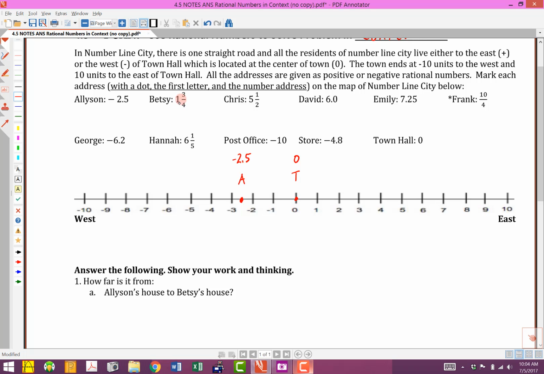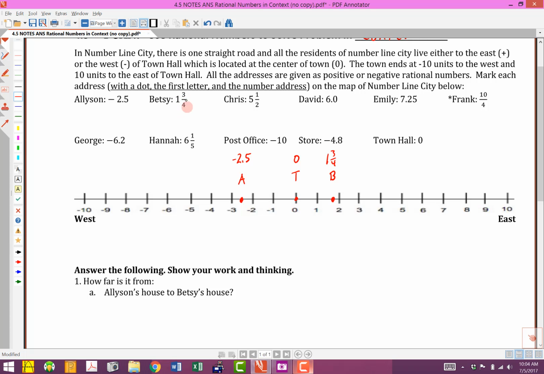Betsy lives at 1 3/4. So notice that we've got a mix of decimals and fractions here. So Betsy lives at 1 3/4. So 1 3/4 is going to be between 1 and 2, a little bit closer to 2. So I'm going to put a dot right there. I'm going to put a B for Betsy, and I'm going to put 1 3/4. Whoops, 1 3/4. So 3/4 there, so we've got that one labeled correctly.